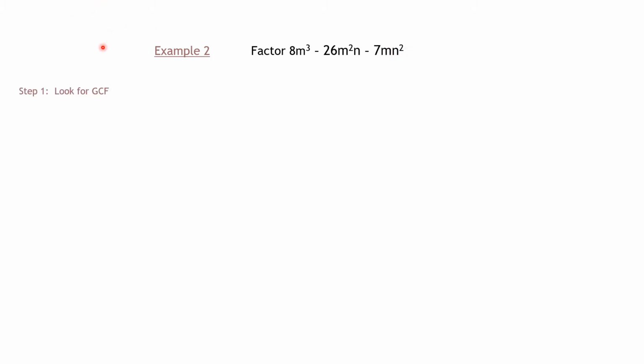So step 1, remember that was look for a greatest common factor. Do we have a greatest common factor? Better take a look because it looks kind of complicated, this one. Let's look at the numbers first. 8, 26, and 7. Well, no, there's no greatest common factor there. So let's look at the letters.